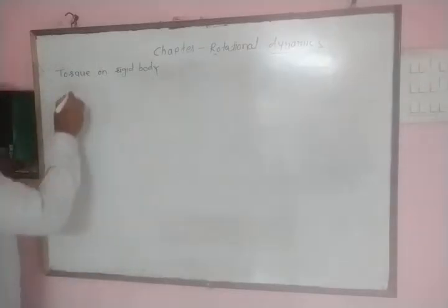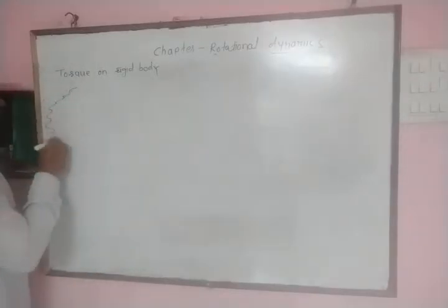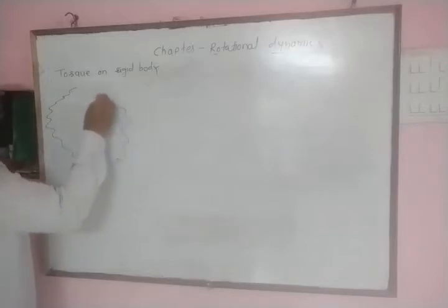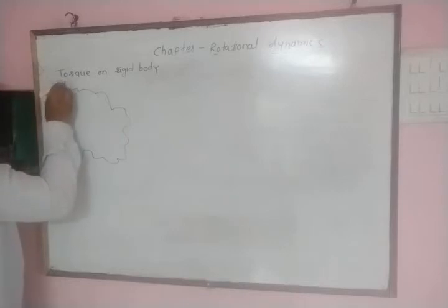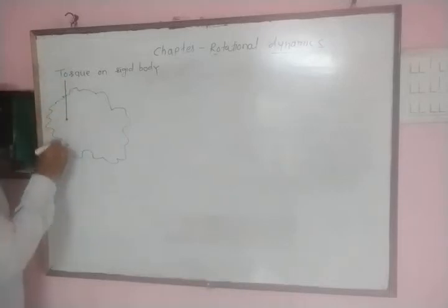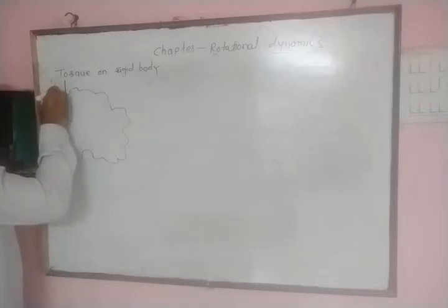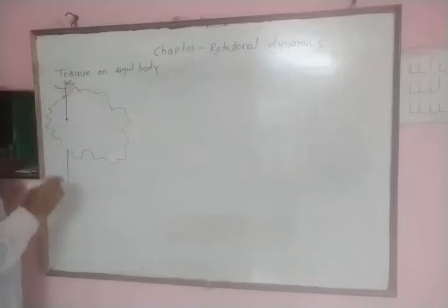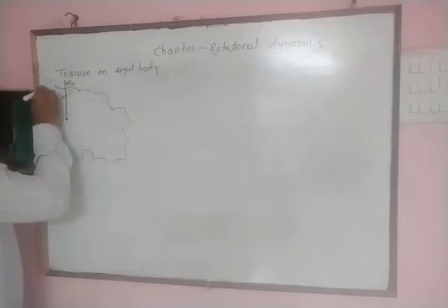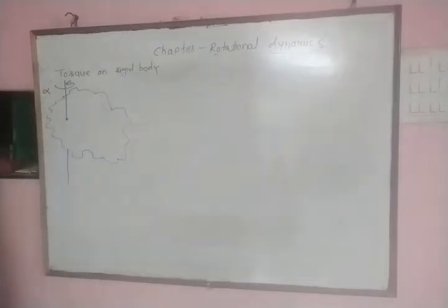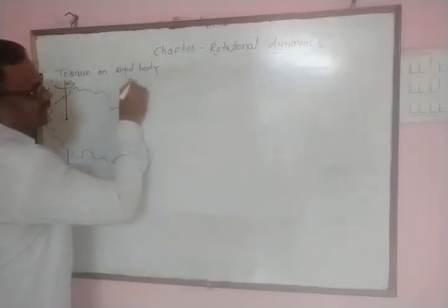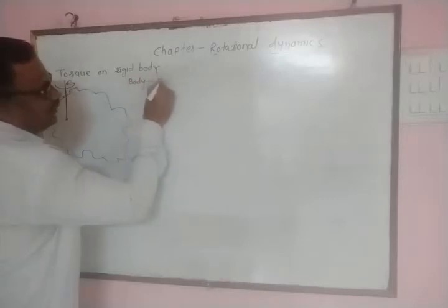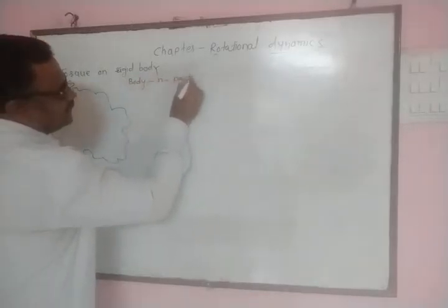Now let us consider this is a rigid body of any shape, and suppose this body is performing rotational motion about an axis passing through any point with constant angular acceleration alpha. Consider this body is made up of n number of particles.